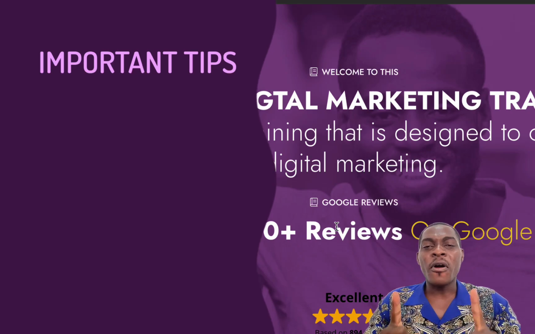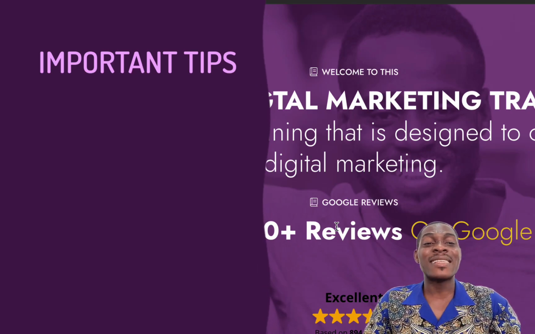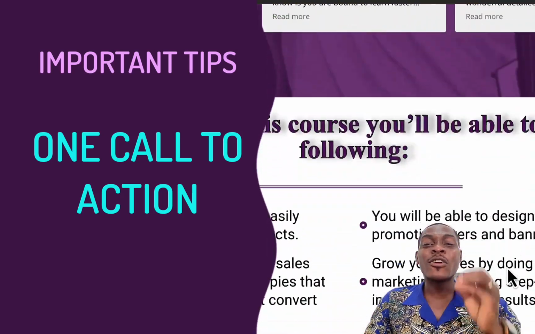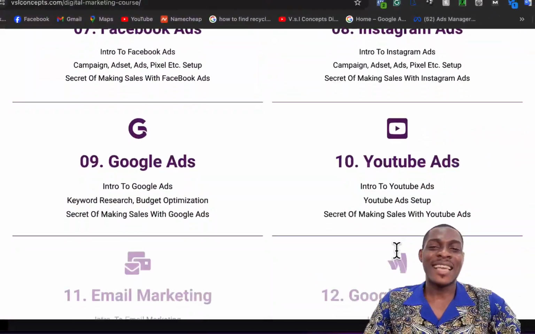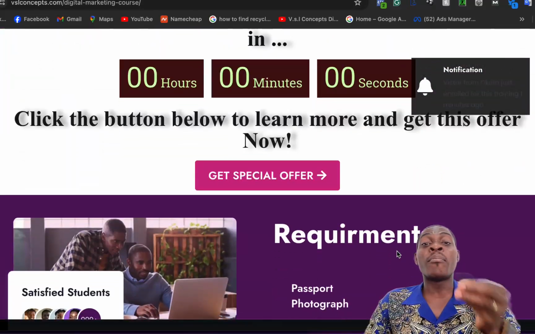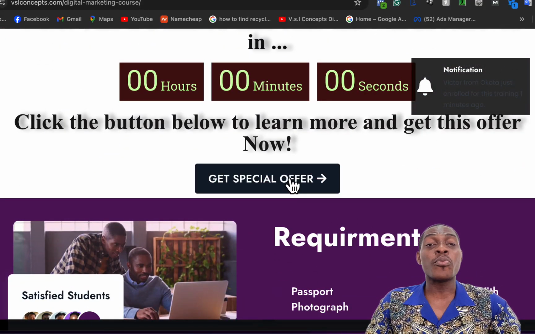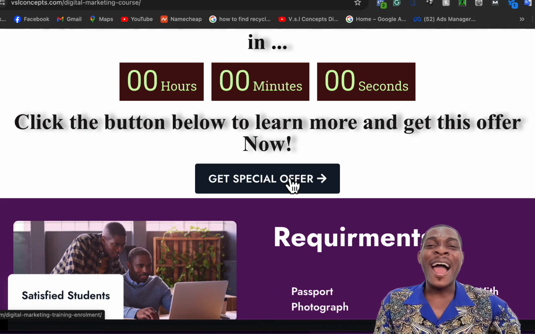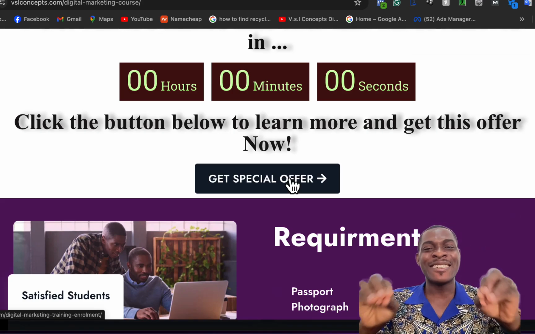The very first thing I want you to take note of while designing your landing page is that your landing page should have just one call to action. Yes. What is the call to action? The call to action basically is the button that people are supposed to click, an action that they are supposed to take while on your landing page.